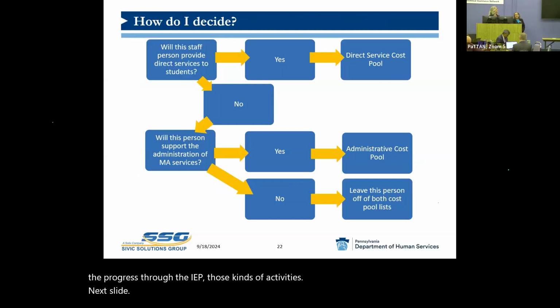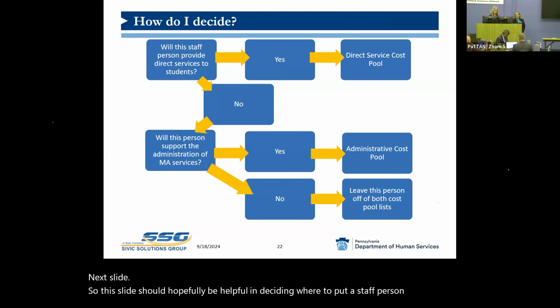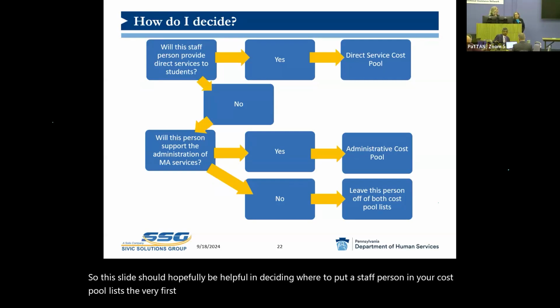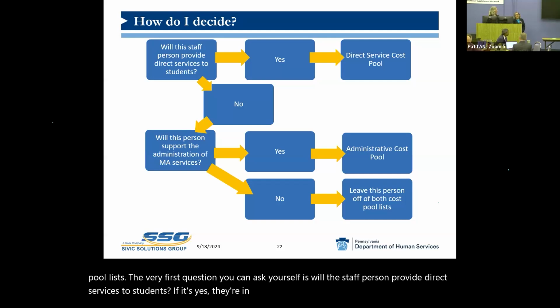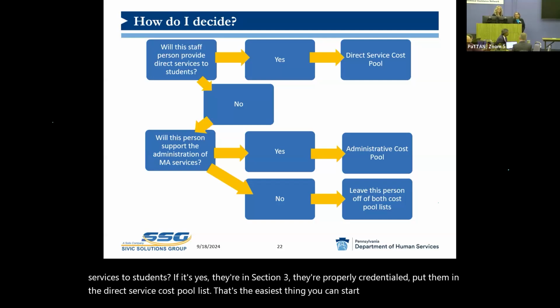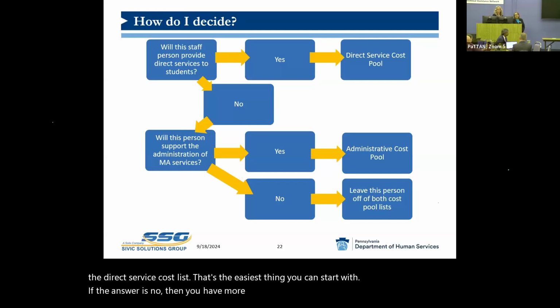So this slide should hopefully be helpful in deciding where to put a staff person in your cost pool lists. The very first question you can ask yourself is, will this staff person provide direct services to students? If it's yes, they're in Section 3, they're properly credentialed, put them in the direct service cost pool list. That's the easiest thing you can start with. If the answer is no, then you have more questions to ask yourself.